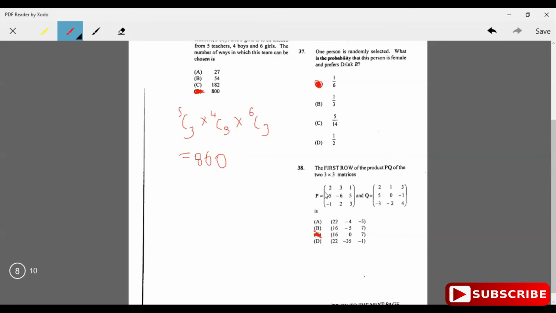So let's go. First row by first column is 2 times 2 is 4, plus 3 times 5, that's 19, minus 3. 19 minus 3 is 16. Now second row, so we go this by this. Now we need to go this by this. So we get 2, 0, minus 2, that's 0. And so C is the answer for 38.